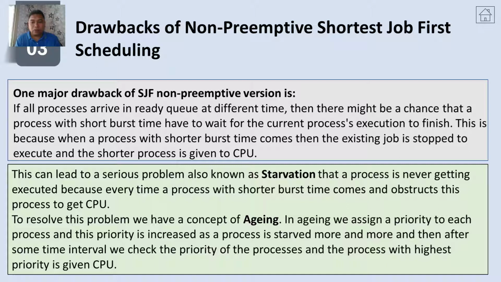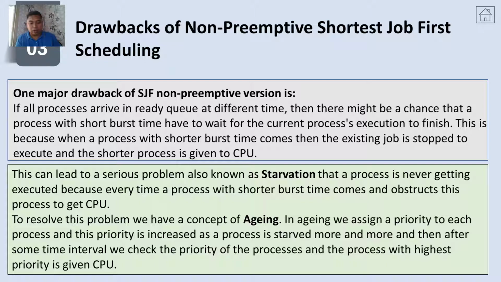To resolve the problem, we have the concept of aging. In aging, a priority is assigned to each process, and this priority increases as the process is starved more and more. Then after some time interval, we check the priority of the processes, and the process with the highest priority is given the CPU. Whenever there is a process with the shortest burst time, and the other inserted processes have a greater burst time, the lowest burst time should be executed first.